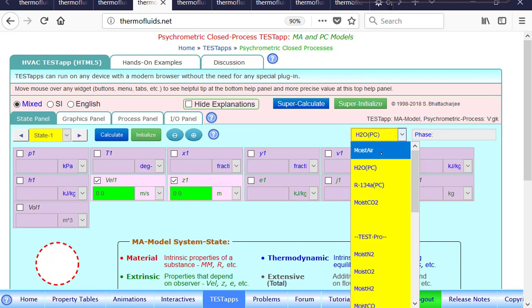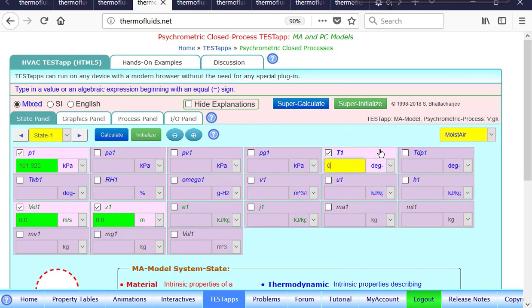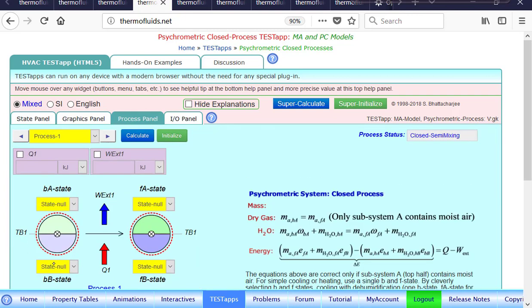So basically, the state panel of the app works with 2 different models superposed, based on what fluid you choose. Obviously, the process panel is more complicated because it could have 2 different beginning states and 2 different final states. For instance, suppose you have moist air and the final state is moist air and condensed water. Or you can have moist air plus some water being sprayed, so there could be 2 different states here, and the final state could be a single state.